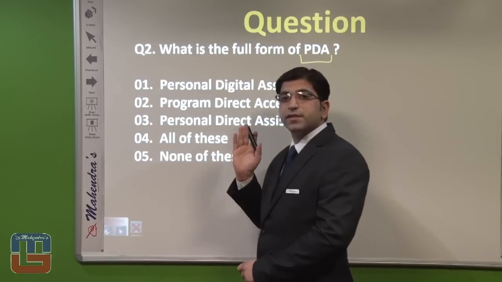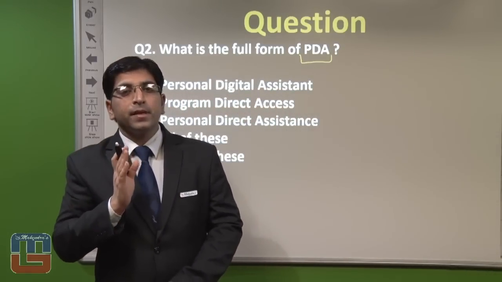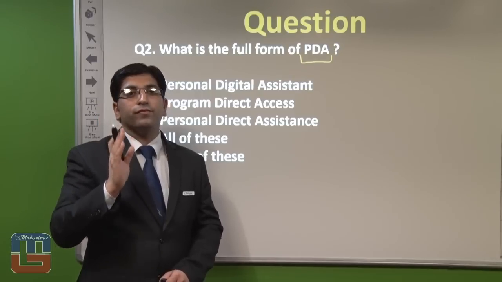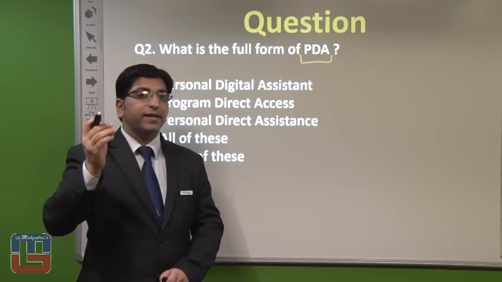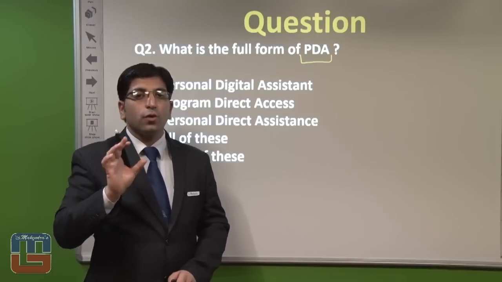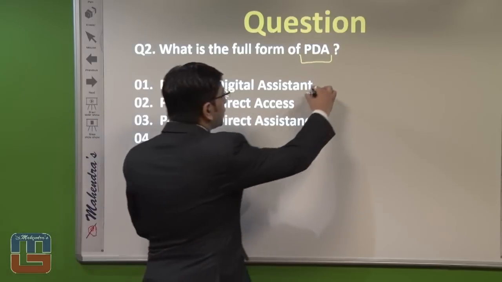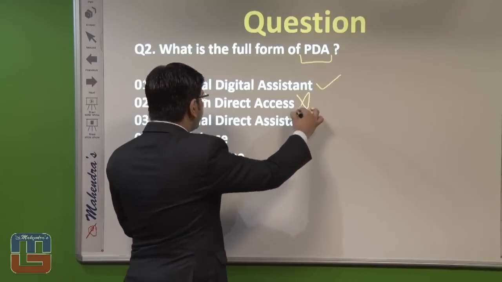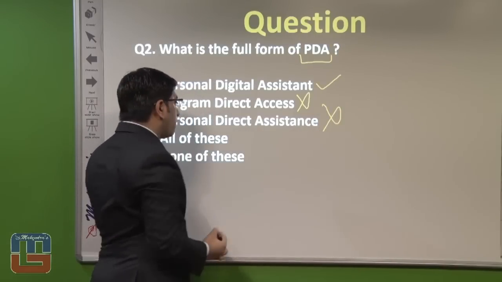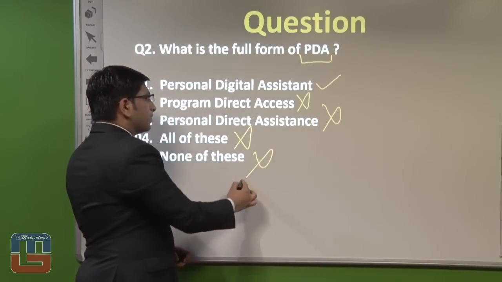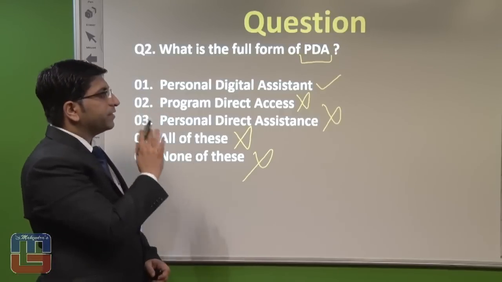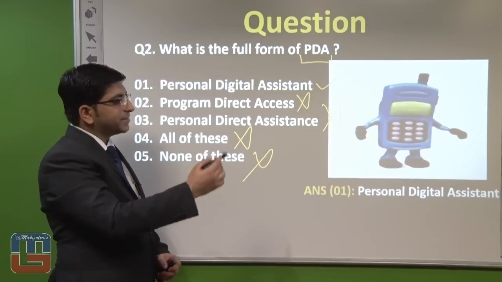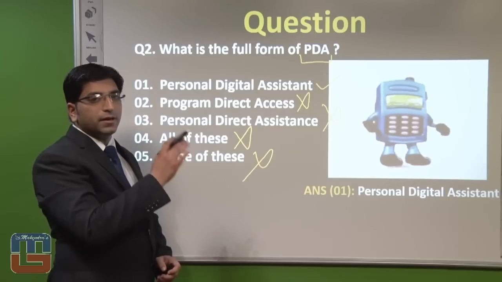So among these, which is the right full form of PDA? PDA is a personal information manager, which is used for maintaining your personal information. It can be a mobile phone or any other device where you keep your personal record. So here PDA stands for Personal Digital Assistant. Option number one is the right answer. Program direct access, no. Personal direct assistance, wrong. All of these, wrong. None of these, wrong. Have a look at the right answer first. Yes, this is a mobile phone that comes under the category of Personal Digital Assistant.